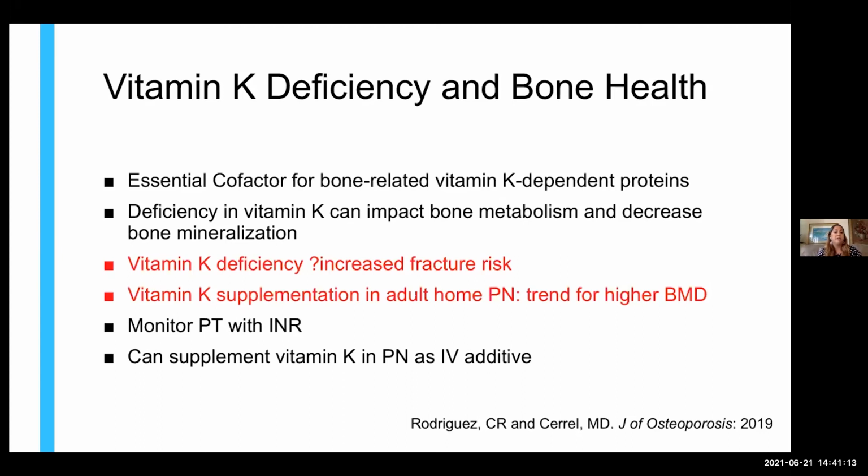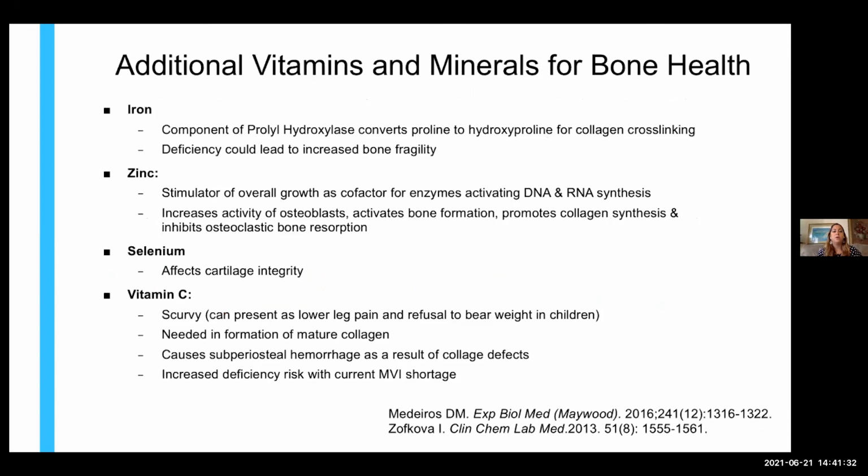How do we check for vitamin K deficiency? The more accurate form of testing for it is really hard to find in labs, so we monitor it indirectly with a prothrombin time with INR. And we can supplement vitamin K in parenteral nutrition as an IV additive, or give it orally or enterally if we need to.